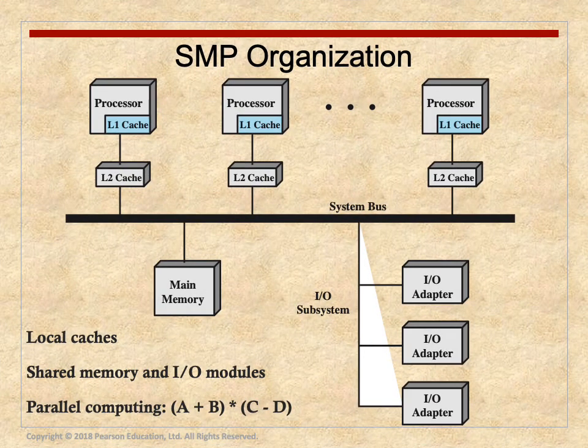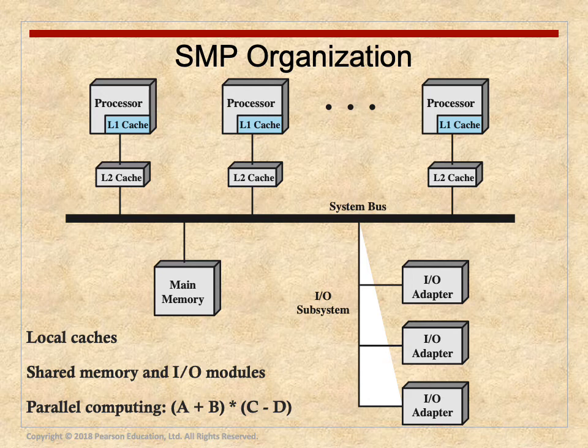In this figure, we can see how the components of a symmetric multiprocessor system are organized. We have multiple processors, and each processor has two levels of dedicated cache memory. Via the system bus, the processors are connected to the shared main memory. Since we have local caches and a shared main memory, it is important to have a good writing policy that ensures that the contents of the caches and the main memory is consistent.